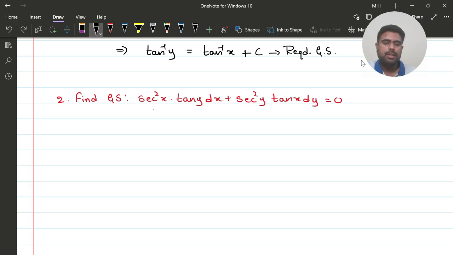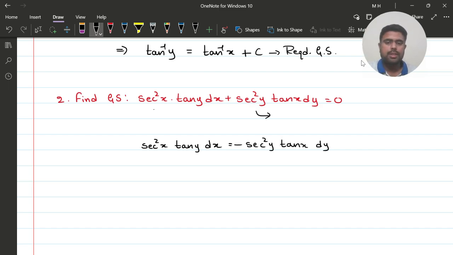So what I will do is I will send this term to the other side. What will I get? I'll get sec square x tan y dx is equal to minus sec square y tan x dy. Now you can see on LHS you have dx in the numerator, and on RHS you have dy in the numerator.